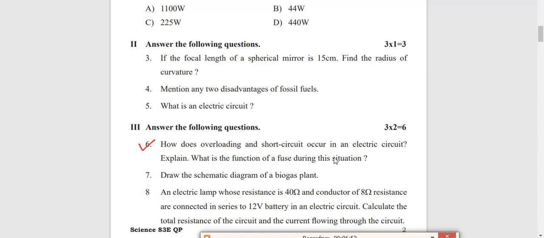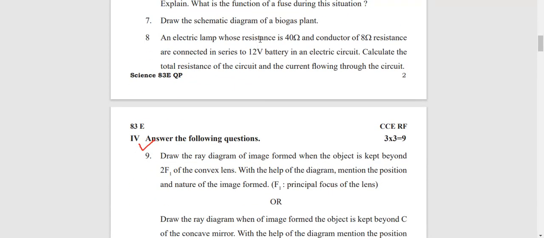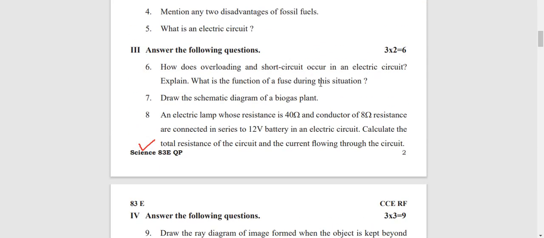This question is also very easy. Second one, draw the schematic diagram of a biogas plant. This question is from sources of energy. Over there the biogas plant is given. If you draw it properly and neatly, you'll get 2 marks for that.